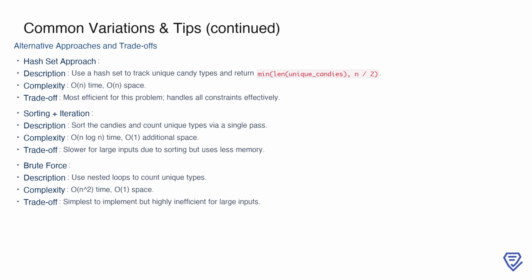Finally, there's the brute force method, which uses nested loops to count unique types. Although it's the simplest to implement, it's highly inefficient with O(n²) time complexity and is not suitable for larger inputs. Each approach has its merits, but the hash set method is generally the best choice for this problem.